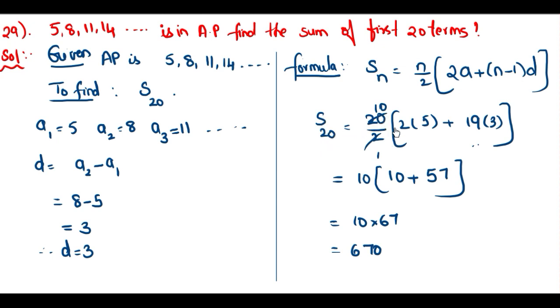So 20 by 2 into 2a, a is first term is 5 as we have here, plus n minus 1, what is n here? 20. So 20 minus 1 gives us 19, d is 3. So 10 into 2 5s are 10 plus 19 3s are 57. So 10 into 67 will give us 670 as the sum of first 20 terms of this series.